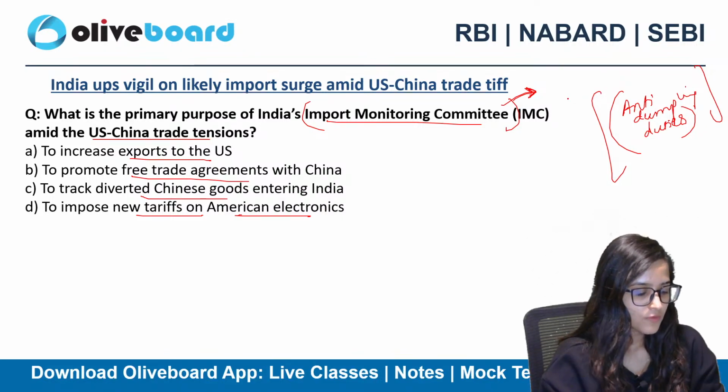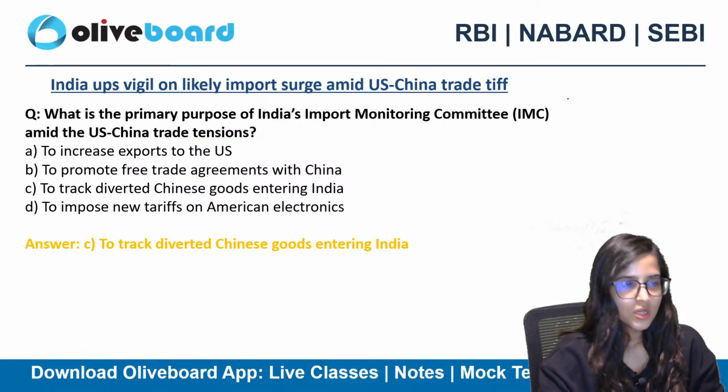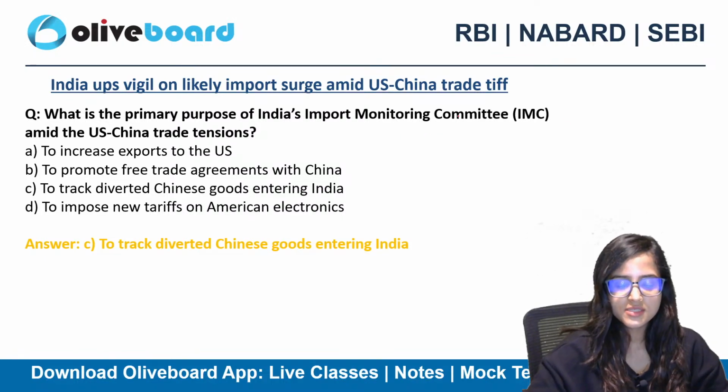Okay, fine. Is that clear? Absolutely correct, all of you. To track diverted Chinese goods entering India. C is the correct answer.